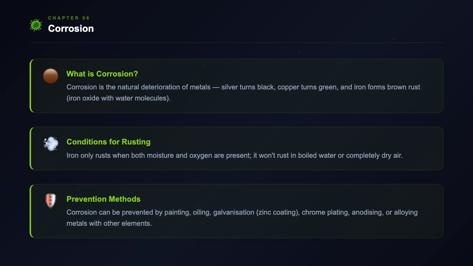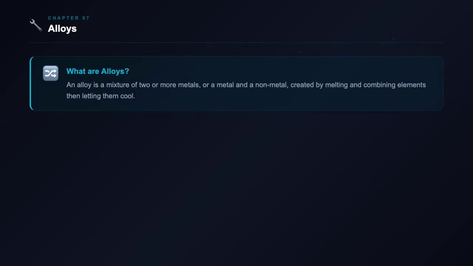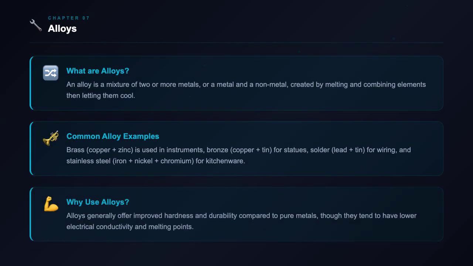To prevent corrosion, methods include painting, oiling, and greasing. Galvanization coats metal with zinc, which protects the metal if damaged. Chrome plating and anodizing also prevent corrosion. Alloying combines metals with other elements to make them more resistant. An alloy is a mixture of 2 or more metals, or a metal and a nonmetal. It's made by melting the primary metal, adding other elements, and cooling it.